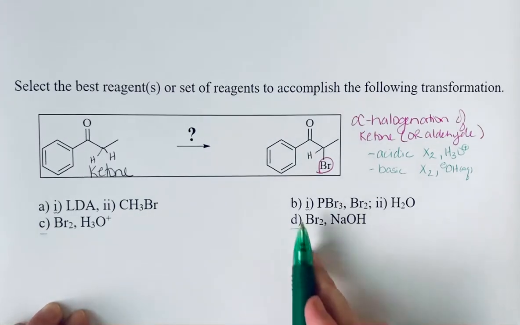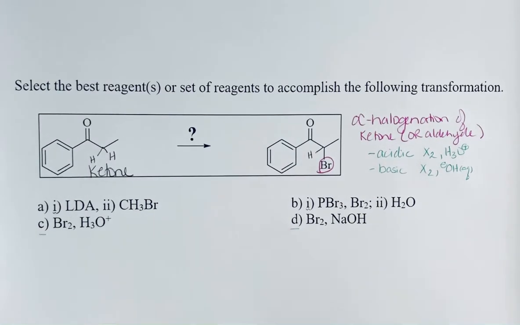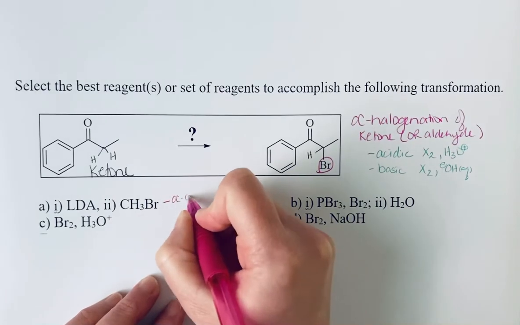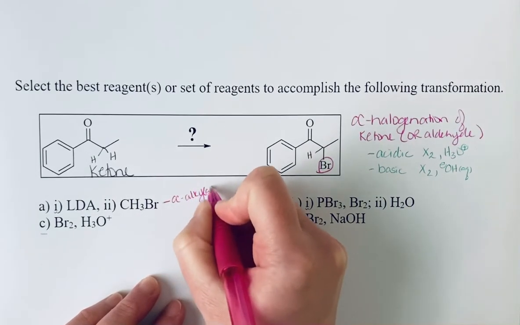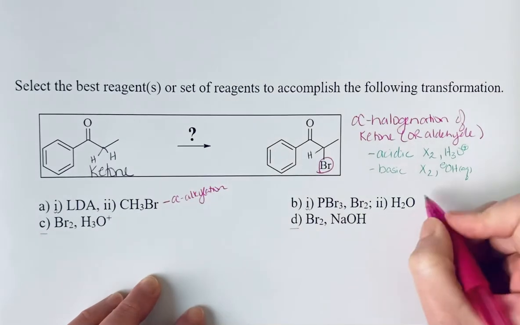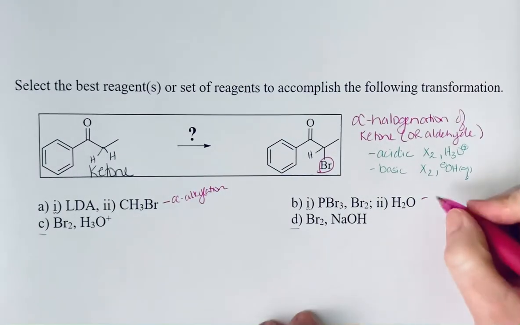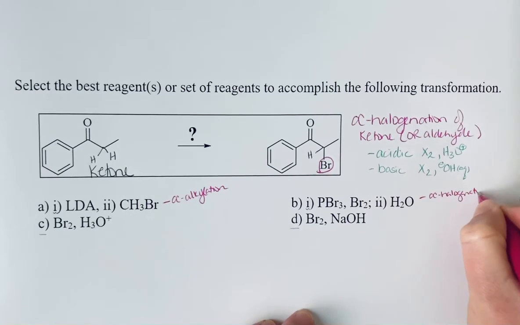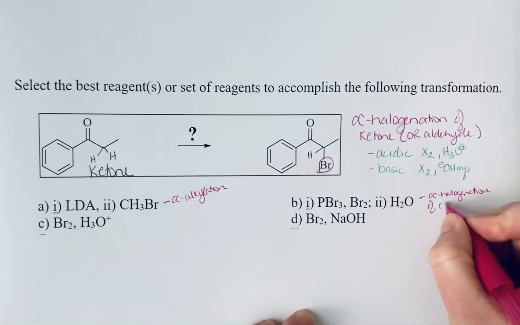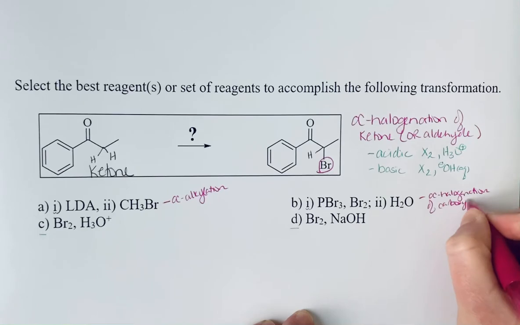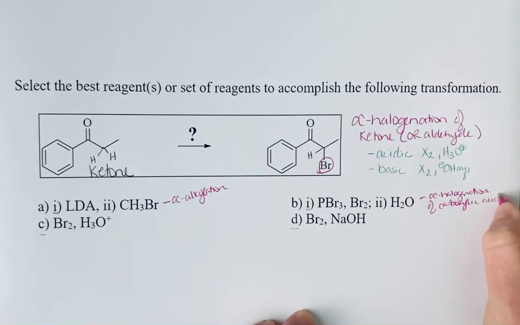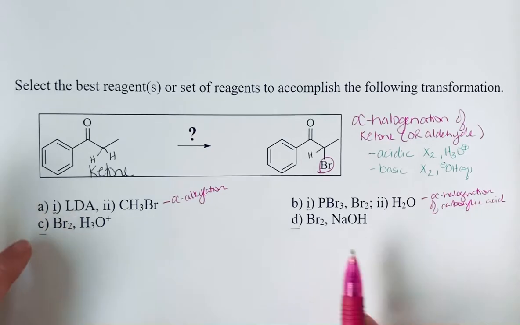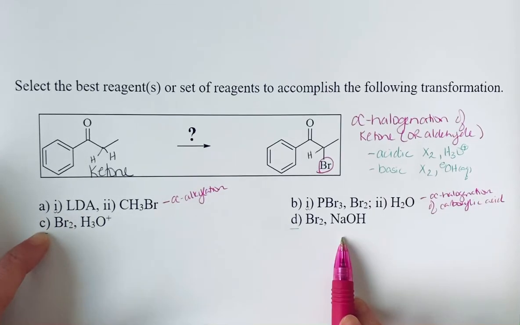So A and B are different conditions. In case you are curious, these are conditions in A for alpha alkylation. And the conditions in B are conditions for alpha halogenation of a carboxylic acid. Okay, so that's what those are, but we don't need to consider those. In this case, we're just looking at C and D.